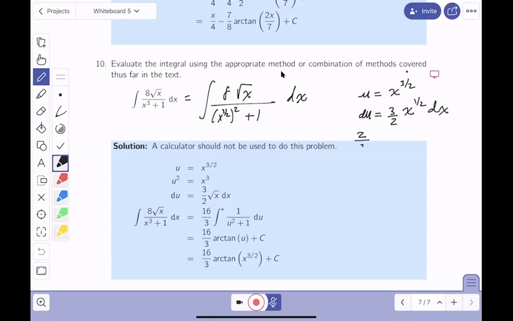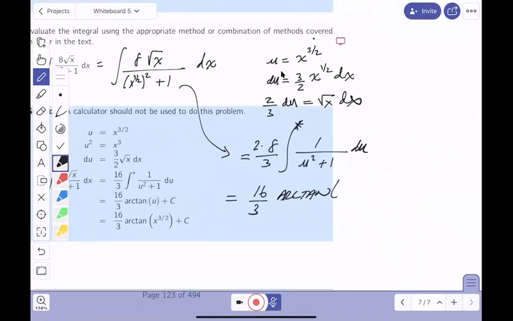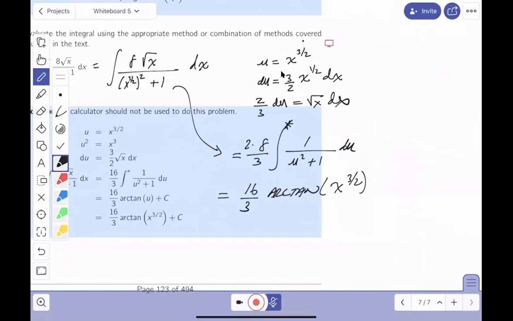So 2/3 of a du is equal to square root of x dx. I think I'm ready. So I'm going to write this down. Again, we're doing this over here. I'm going to pull the 8 out. That's u squared plus 1. And then I got the root x dx, which I know is 2/3 of a du. And what's that going to give me? 16/3 arc tangent of u. What's u? Oh, x to the 3/2 plus c.